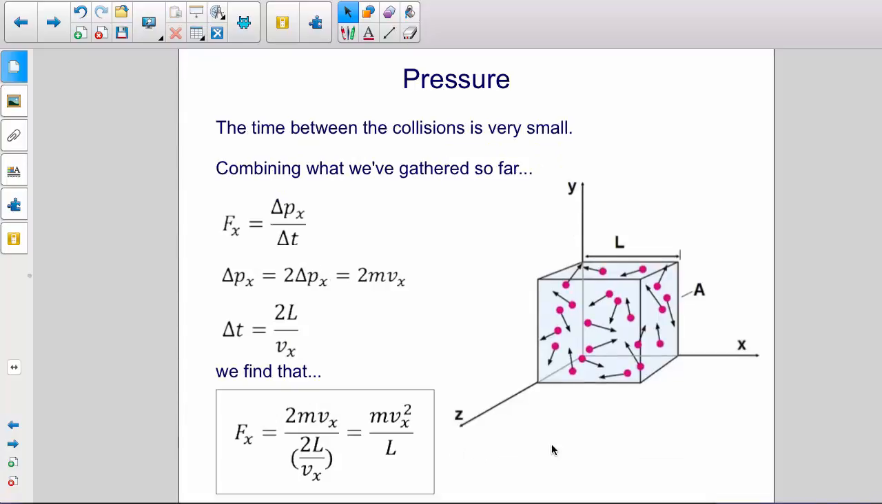Combining what we've gathered so far, we know that the force on the wall is delta P sub x over delta T. We found that delta P sub x is just 2 times m v sub x, and we also found the time between collisions, delta T, which is 2L divided by V sub x. If we combine all of this, substituting for delta P and delta T, we find that F sub x is equal to 2m v sub x divided by 2L over V sub x, or m v sub x squared over L.